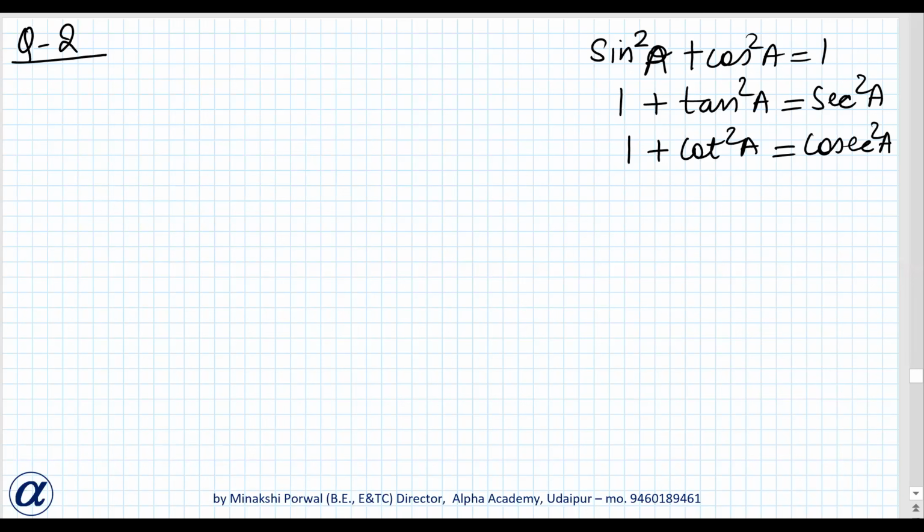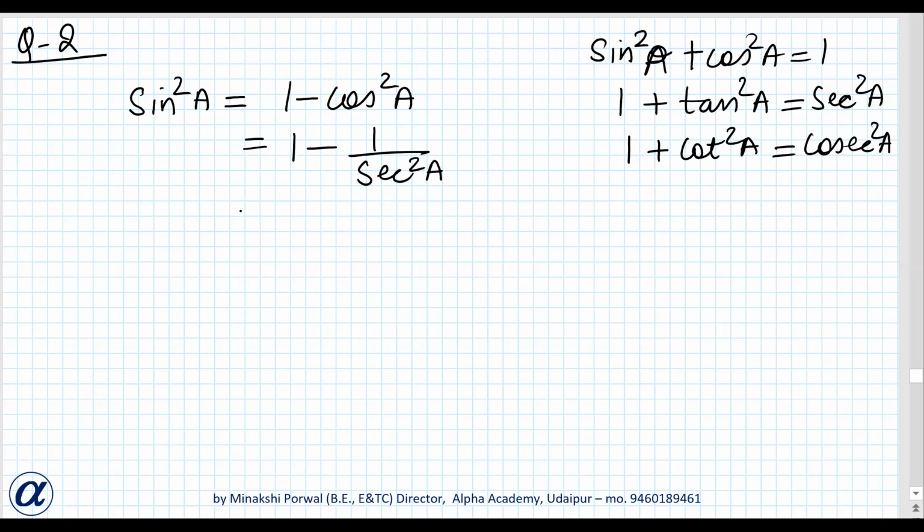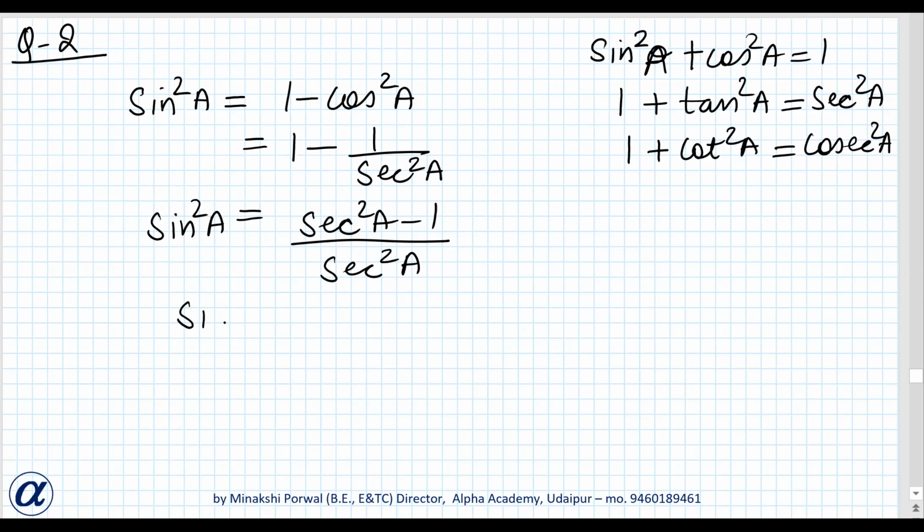We have to write all the trigonometric ratios in terms of sec A. Okay, so first, suppose I have to write sine in terms of sec A. Starting from the first identity, sin square A equals 1 minus cos square A, and cos square A I can convert to sec A, since cos A is 1 upon sec A, so it is 1 upon sec square A. So it will be sec square A minus 1 upon sec square A. This is sin square A, so sin A will be the square root of sec square A minus 1 over the square root of sec square A, which is sec A only. This way I can write sin A.